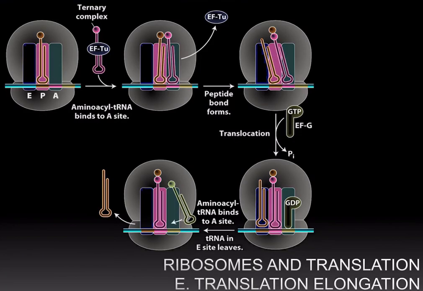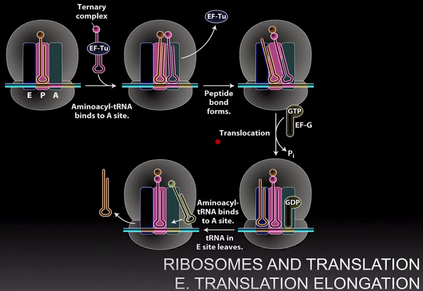Now, elongation, which is largely conserved between prokaryotes and eukaryotes: the elongation factor Tu brings a charged tRNA, and it enters into the A site. At this point, the ribosome catalyzes the formation of the peptide bond, and the growing polypeptide chain is transferred to the new tRNA that has come in the A site.